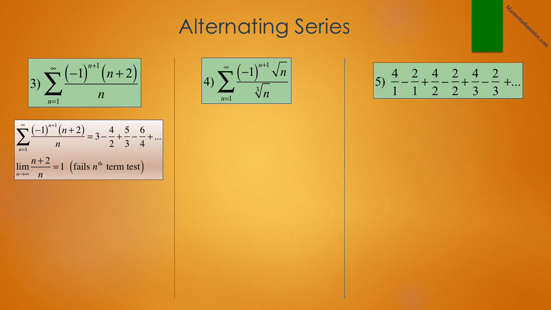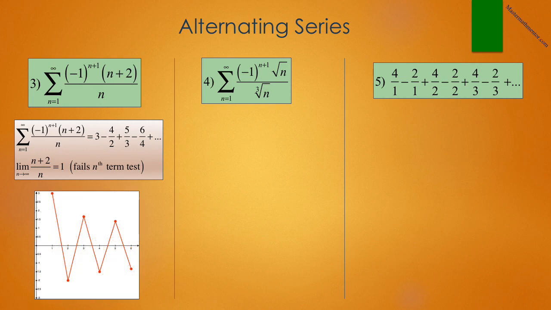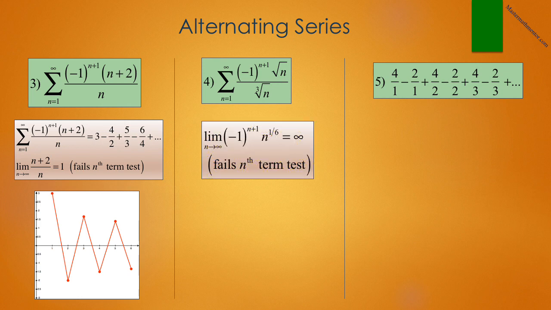The limit as n approaches infinity of n plus 2 over n is equal to 1, and therefore this fails the nth term test. When we see the graph of our points, it is clear that we will be eventually adding a number close to 1 and subtracting a number close to 1, then adding and subtracting, and therefore our sum does not settle down to a number. This is divergent.